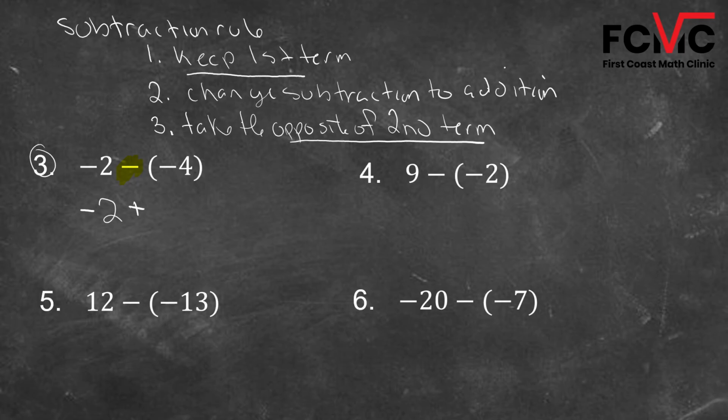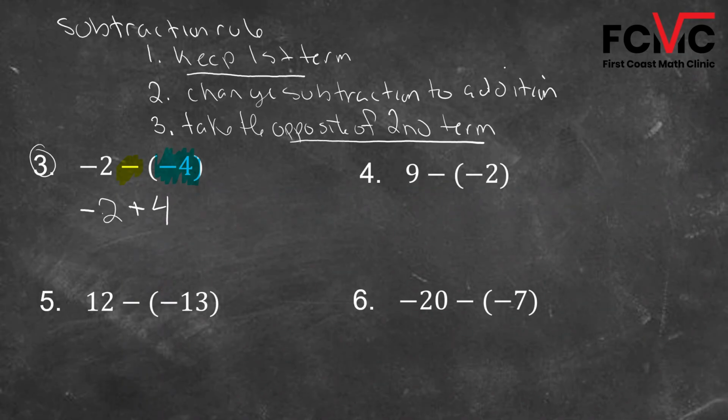So let's look at our second term. Let me highlight this. So our second term is right here. It's negative 4. I want the opposite of negative 4. Well, the opposite of negative 4 is positive 4. So now I've changed negative 2 minus negative 4 to negative 2 plus 4.